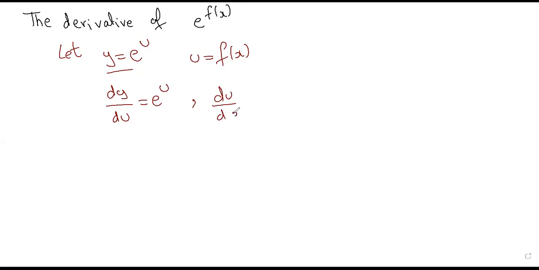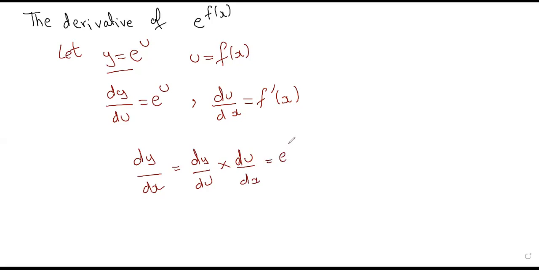I'll be explaining it to you again, don't worry. And what would this be? This would simply be f dash x. Okay, perfect. Next, we need to see that dy by dx is dy by du into du by dx. That is e to the u into f dash x. This is e to the f of x f dash x. Let me write down this y over here.